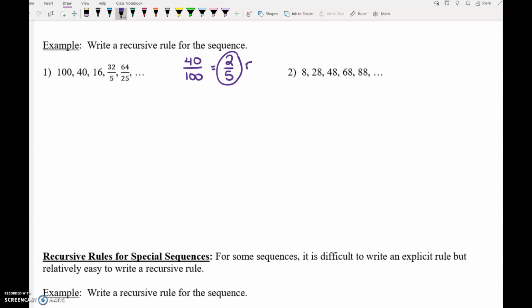Here's how you write the recursive rule. Our first term is, what is our first term? 100. The nth term is, we multiplied, so 2/5 times the previous term. Now, honestly, for geometric sequences, it's probably easier just to write the explicit rule, but if they want a recursive rule, here's the recursive rule.